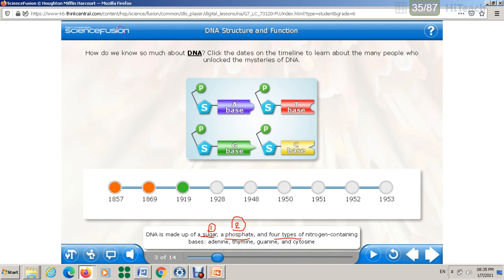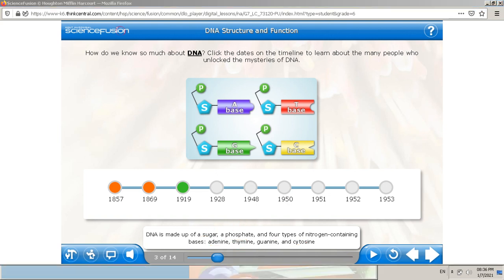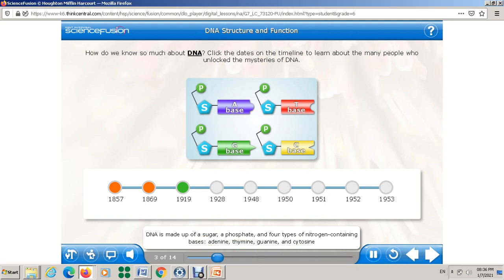What are these 4 types of nitrogen bases? Adenine, thymine, guanine, and cytosine. And he found this phosphate group P as sugar, and each sugar is linked with what? A nitrogen base. A represents adenine, T represents thymine, G represents guanine, C represents cytosine. Okay, let's continue. Bases are often referred to by their first letter, A, T, G, or C.